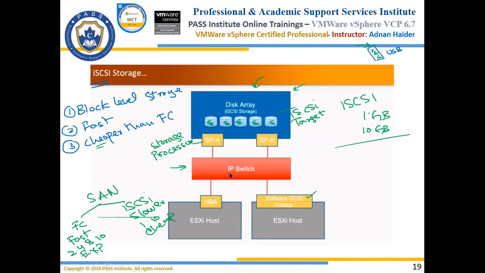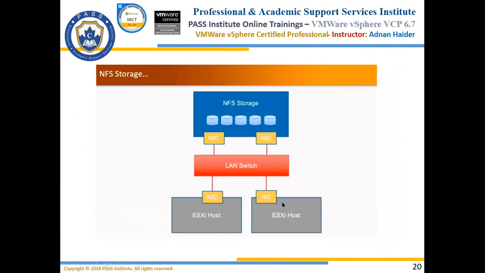FCoE. But at the moment, guys, I want you to just remember these concepts here. iSCSI is a SAN storage as well. And here we have disks. Disks are connected to the ESXi host, and that is where we store our VMs. Now, a fourth type of storage is known as NFS storage. NFS storage is just a normal file share. NFS stands for network file share, and it's the slowest form of shared storage. It is not as fast as SAN storage.